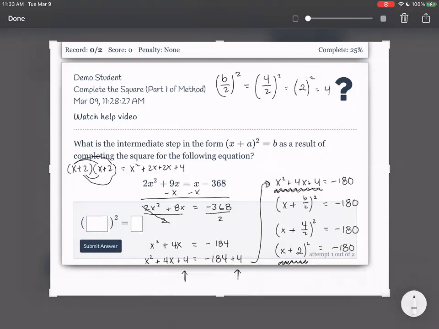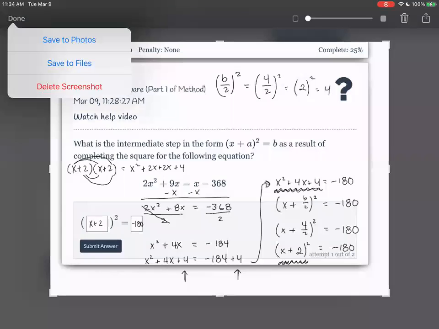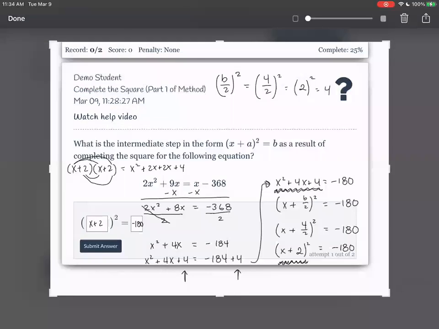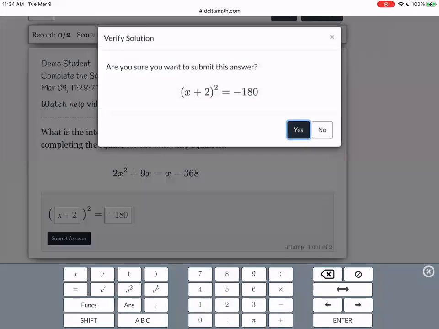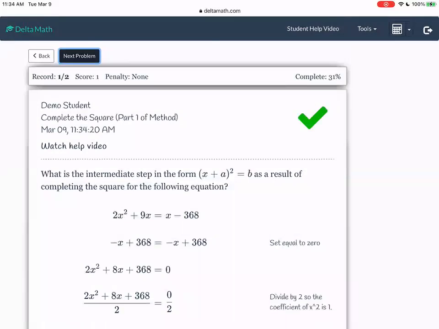And so finally, in our Delta Math answer box, you can put x plus 2 squared equals negative 180. Are there any questions on this one? Okay, let's do another one.